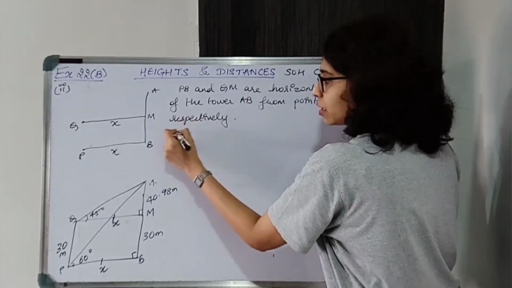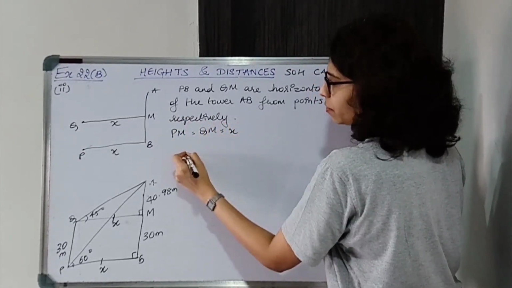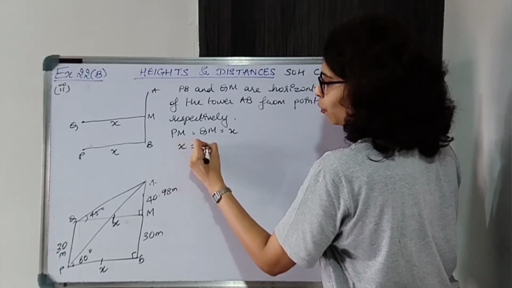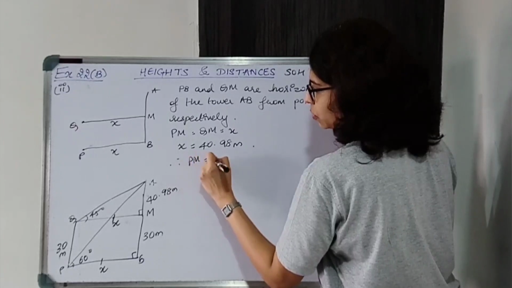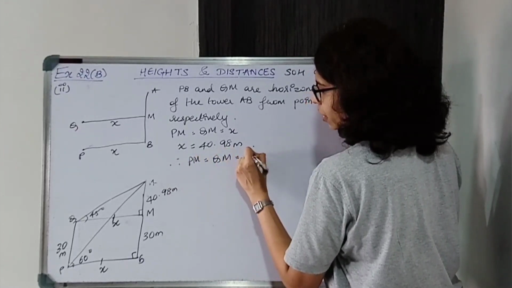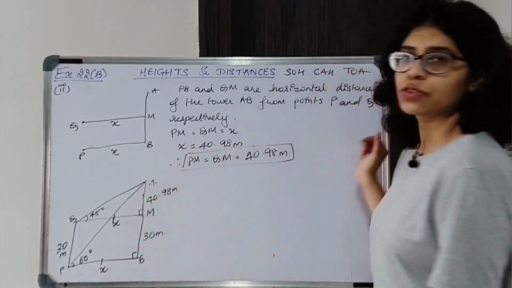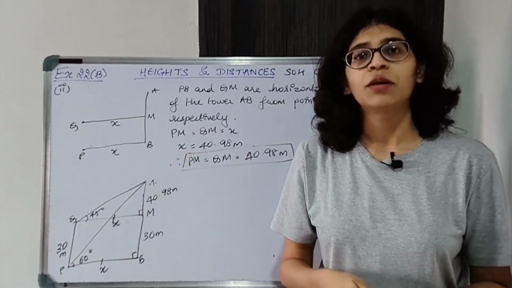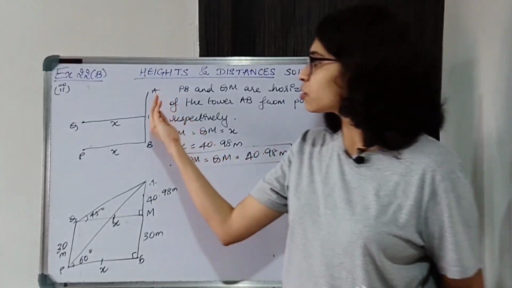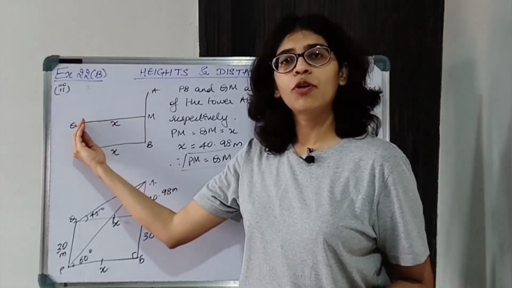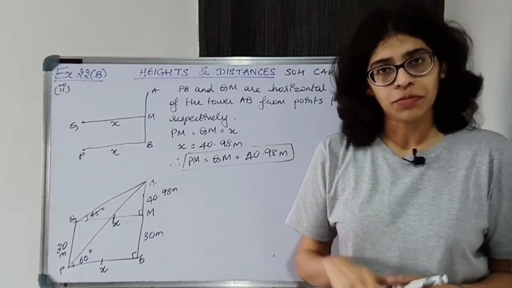Now PB is equal to QM is equal to x. Now x is equal to 40.98 meters, so therefore PB is equal to QM is equal to 40.98 meters. Okay, so we found this in the first part only. Box the answer and write down the final statement. The horizontal distance of the tower from the points of observation P and Q is 40.98 meters.